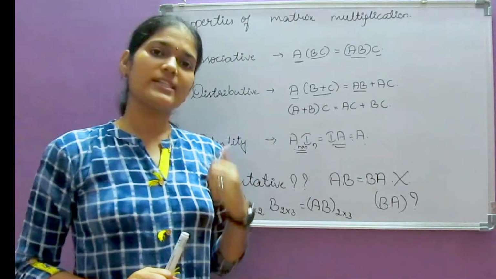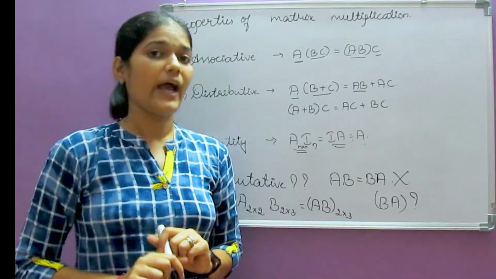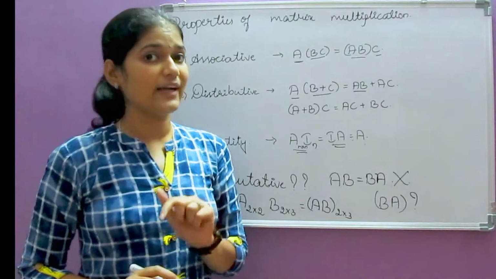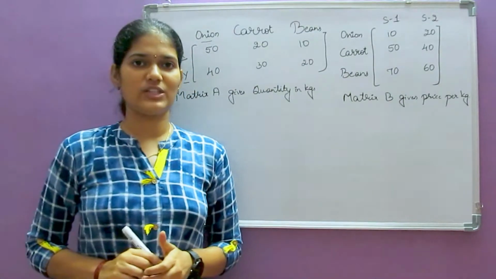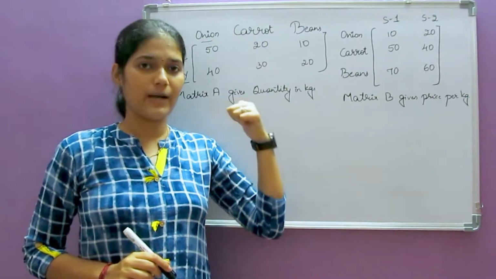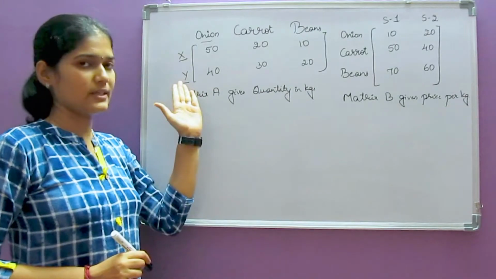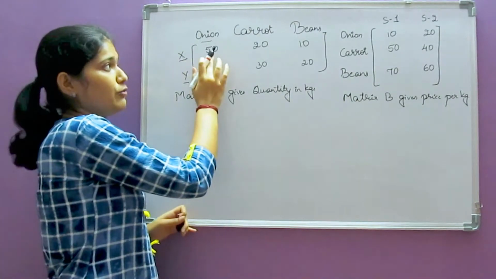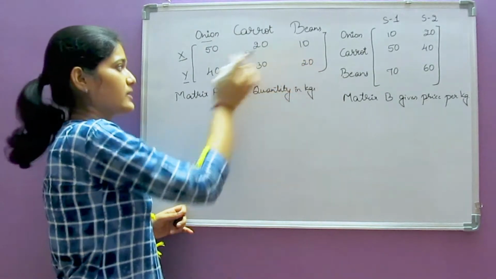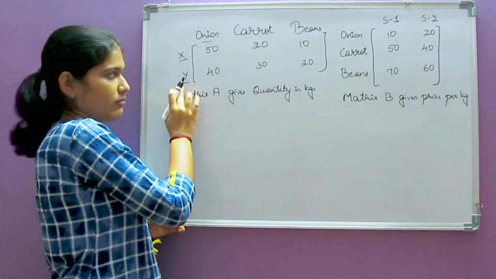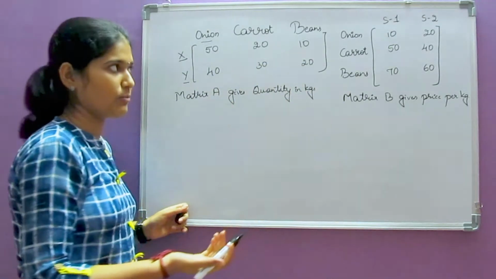Now, we will move to our second question. That is, why should matrices be multiplied and why should they be multiplied in that way? Let's answer that question. To answer that question, I have taken a problem. In this, there are two persons, person X and person Y. Person X wants 50 kgs of onion, 20 kgs of carrot and 10 kgs of beans. Similarly, person Y wants 40 kgs of onion, 30 kgs of carrot and 20 kgs of beans.